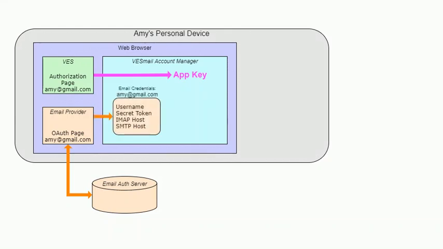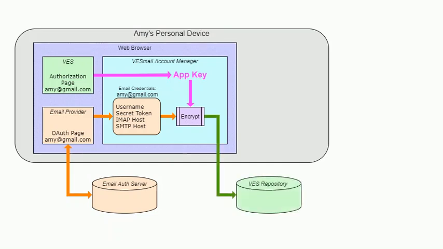The OAuth web page passes the secret token to the VESmail Account Manager web page, which, along with the username and host names for IMAP and SMTP, constitutes the email credentials for amy@gmail.com. The VESmail Account Manager web page then uses the app key to encrypt the email credentials. The VESmail Account Manager web page then sends the encrypted items to the VES repository in the cloud.